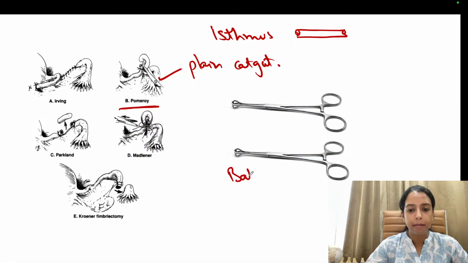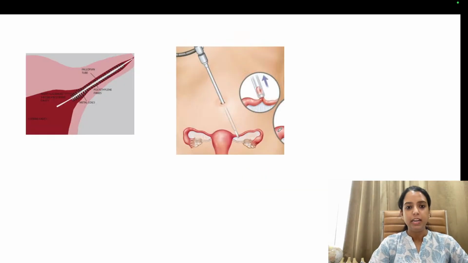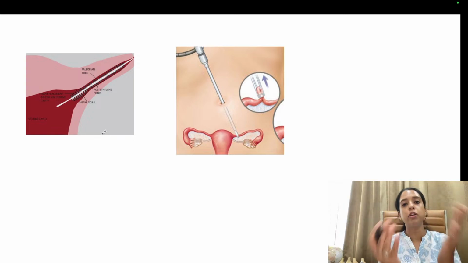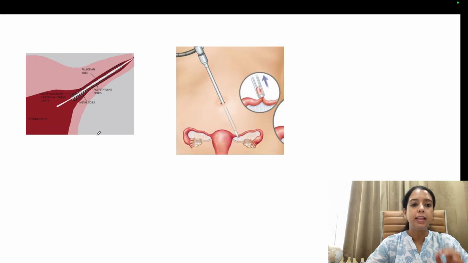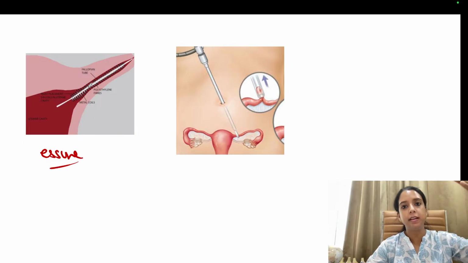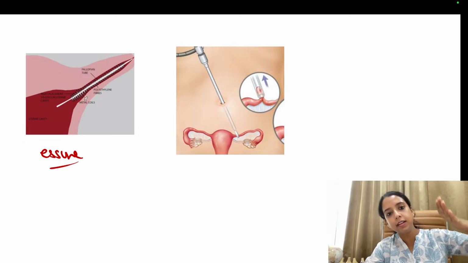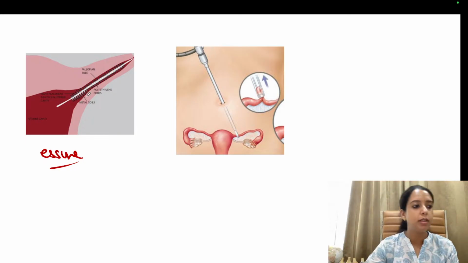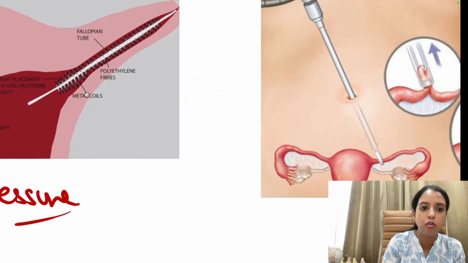So these are Babcock's forceps used for tubal ligation. Now there are many other ways of doing tubal ligation. One is laparotomy. While doing laparotomy, you can do modified Pomeroy's. Another one is hysteroscopic. Hysteroscopically, you insert an Essure. Essure is a titanium-containing spring. You insert the Essure inside the tubal cavity. There is so much inflammation that the tubes block. So this is a hysteroscopic tubal occlusion.